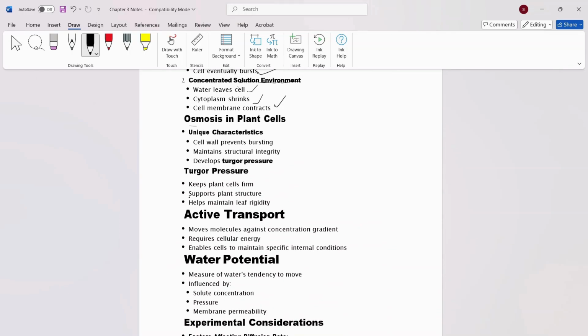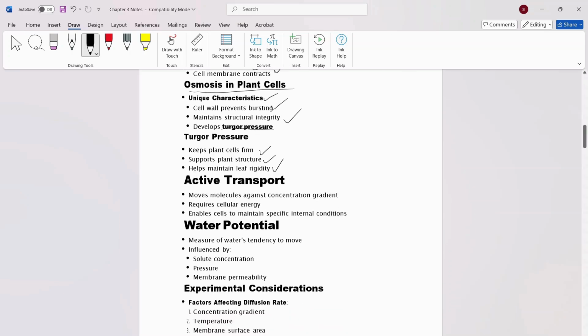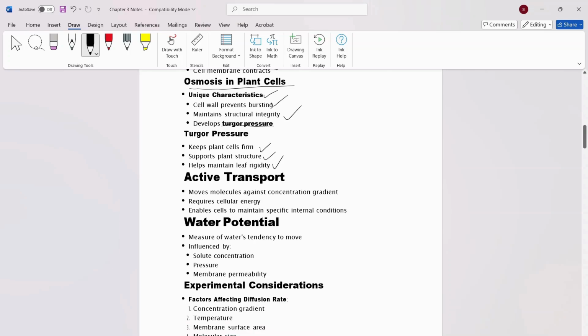Osmosis in plant cell, how does it occur? It has unique characteristics. The cell wall prevents bursting, maintains structural integrity, and then it also develops turgor pressure. Turgor pressure keeps the plant cell firm, supports plant structure, helps maintain leaf rigidity. These small points, if you remember, will greatly help you in your biology MCQs and in the longer questions as well. The main tip is to retain in your memory the key points.